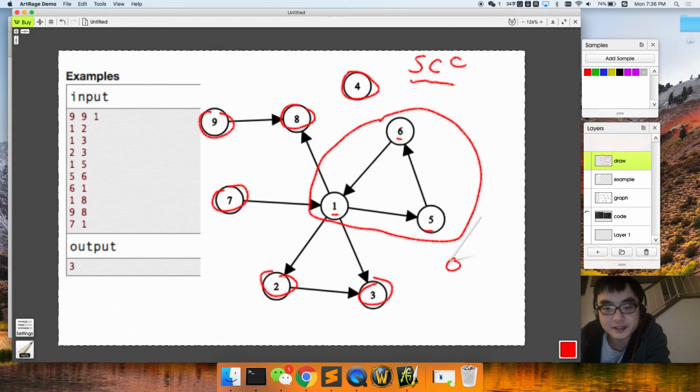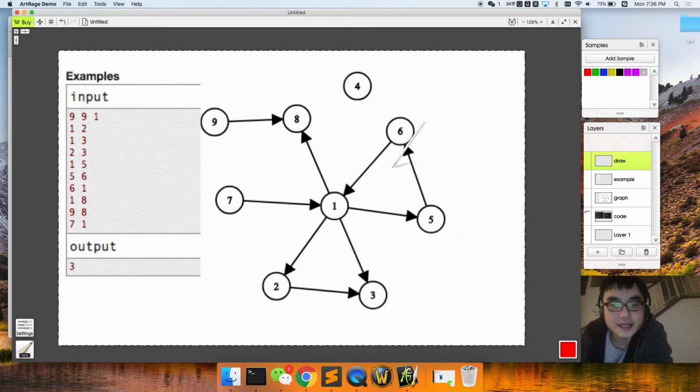So let's give another example here. So this component is an SCC. Why? Because you can reach any node through any node, right? So this is an example of an SCC as well.